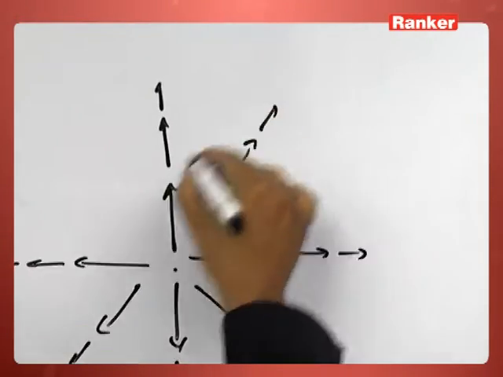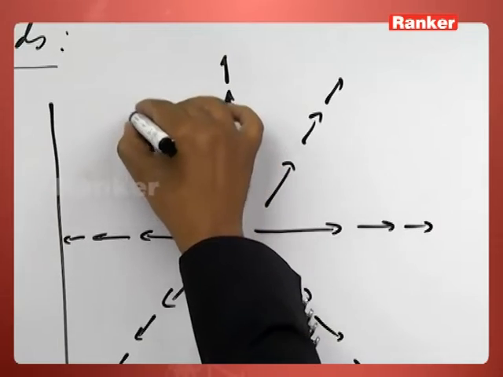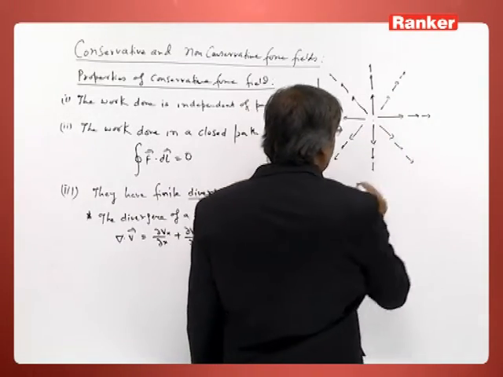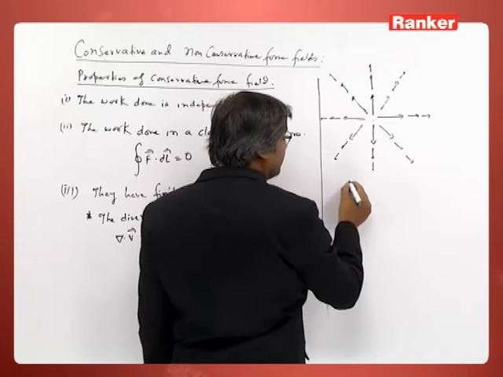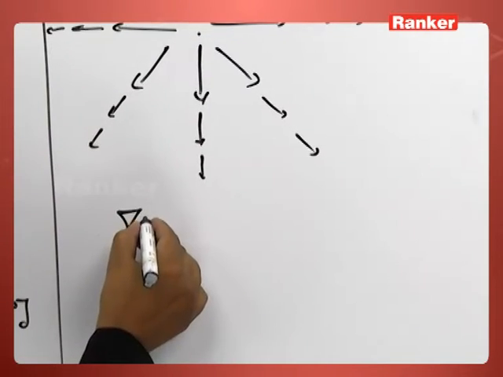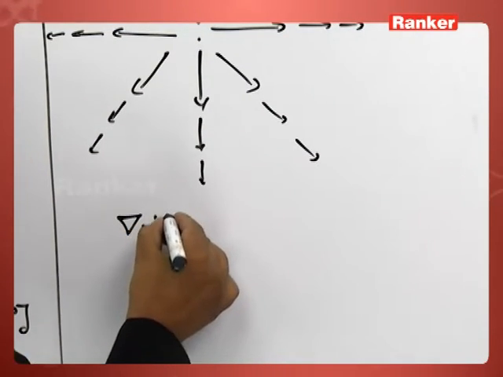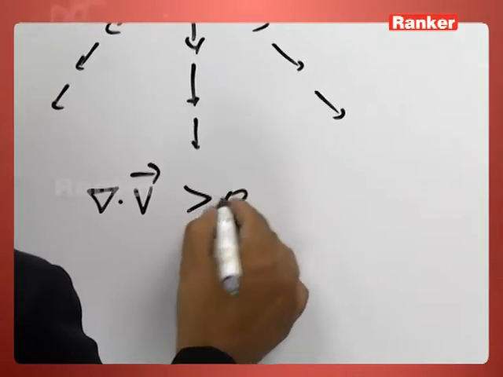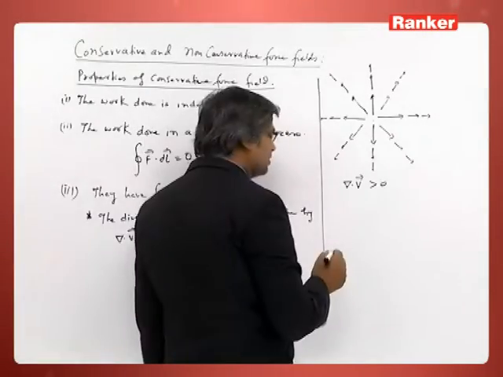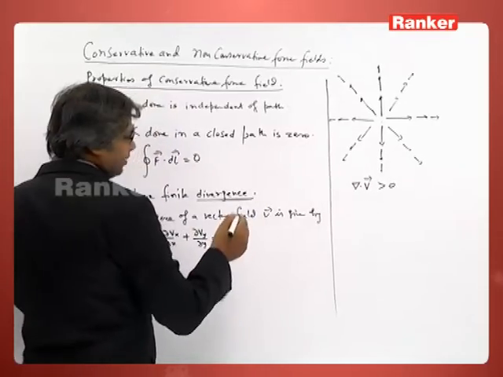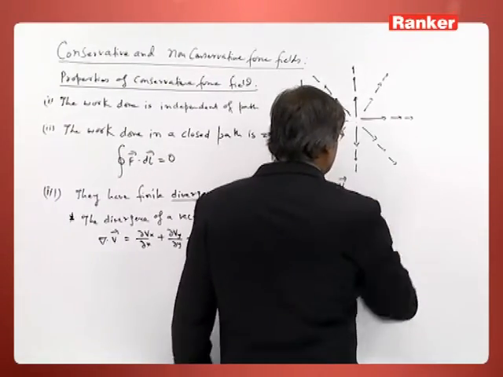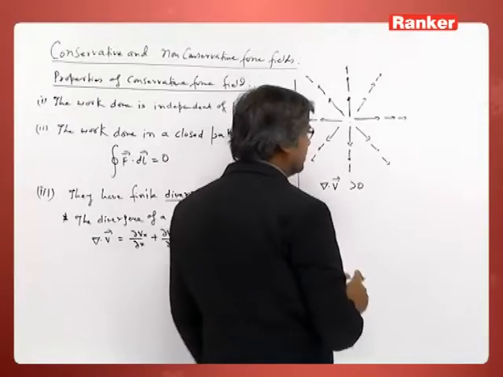So you see, this field is diverging from this point as you go away. This is said to be positive divergence. So I say that del dot V is finite and greater than 0. Del dot V is here diverging, so it is positive, that is greater than 0.